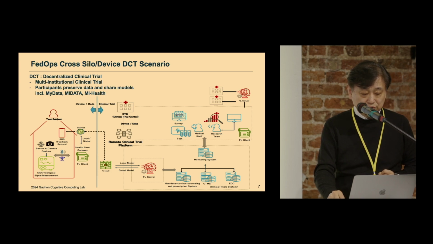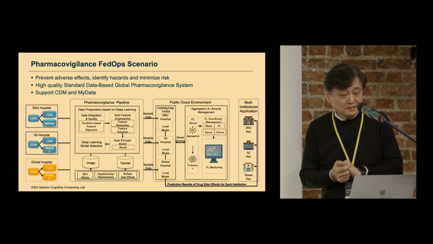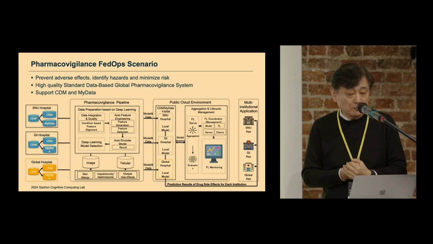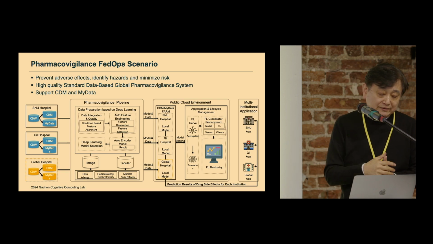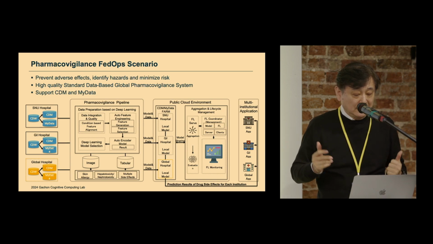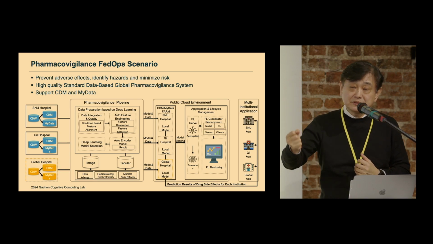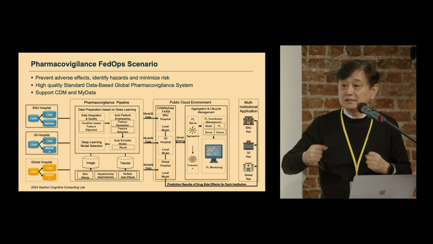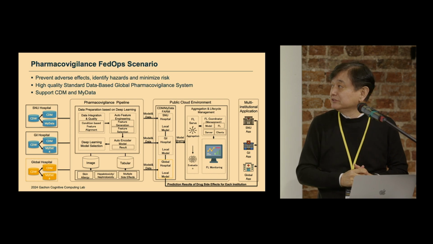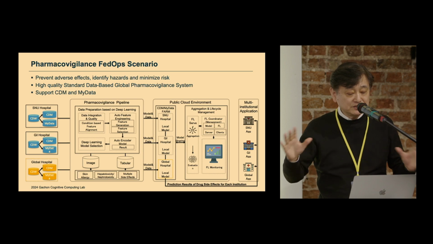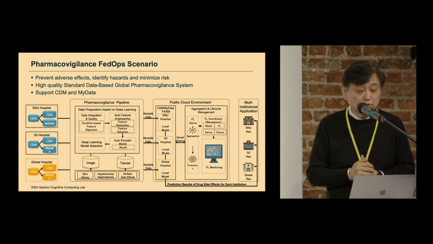We are considering deploying these scenarios. Pharmacovigilance is one scenario: prevent adverse effects, identify hazards, and minimize risks. We get information from hospitals, institutions, personnel, and publications, and then identify what the hazards are, so we can minimize the risks. We need to consider more about it.